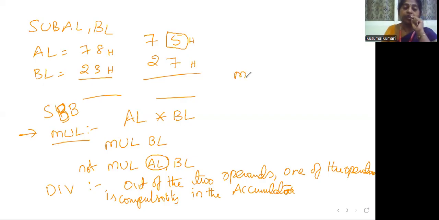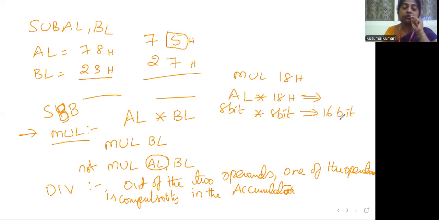For example, MUL 18 hexa. By default, the multiplication AL star 18 hexa is done. This is an 8-bit number multiplied by an 8-bit number, and the result will be a 16-bit number. This 16-bit product is available in the AH-AL combination: the lower 8 bits of the result are available in AL, and the upper 8 bits are available in AH.